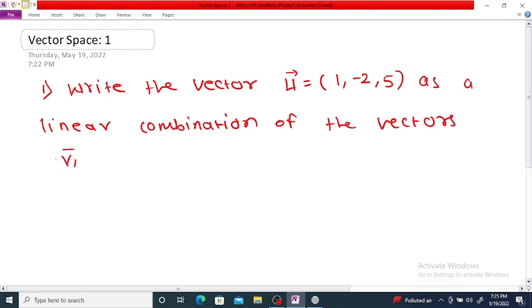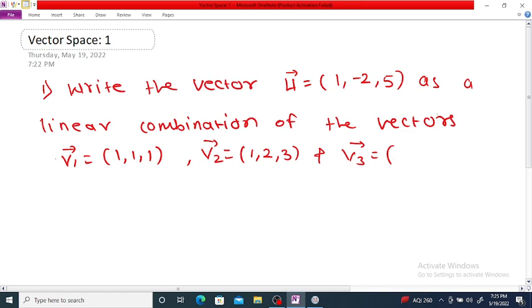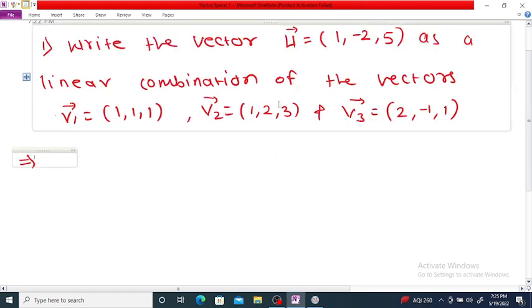v1 bar is equal to (1, 1, 1), v2 bar is equal to (1, 2, 3), and v3 bar is equal to (2, -1, 1). So here we want to express this u bar as a linear combination of v1 bar, v2 bar, v3 bar.